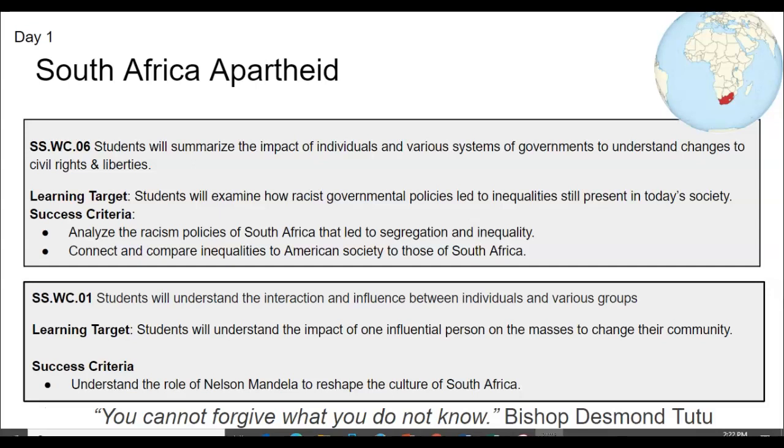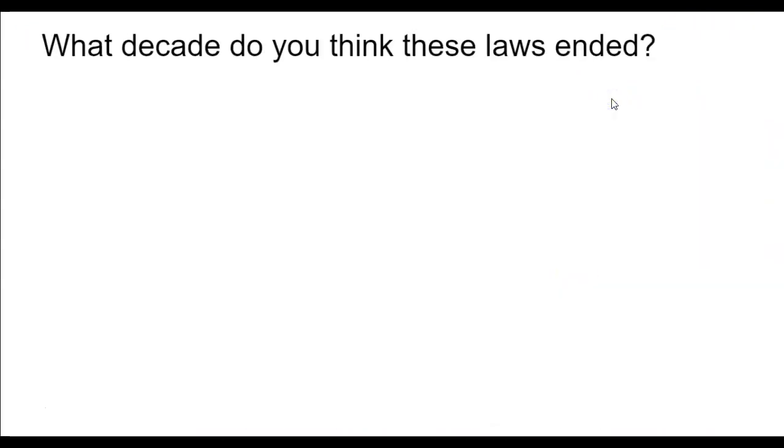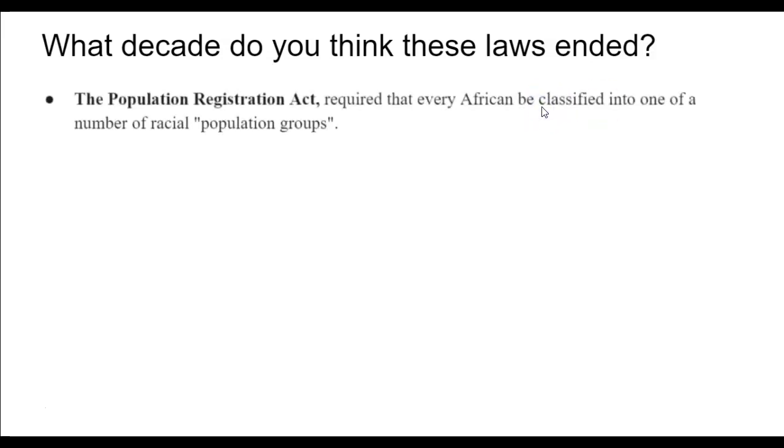And then we might take a look at American society and see if there's any comparisons to South Africa. The other thing is to understand the interaction and influence between individuals and various groups. We need to know the impact of one influential person on the masses to change their community. And we're going to look at Nelson Mandela, how he was that influential person that changed South Africa. So I'm going to ask you to be thinking about what decade you think all these laws happened?